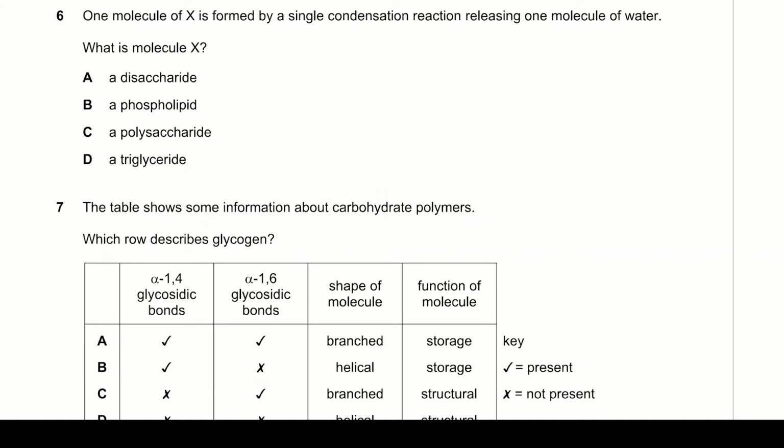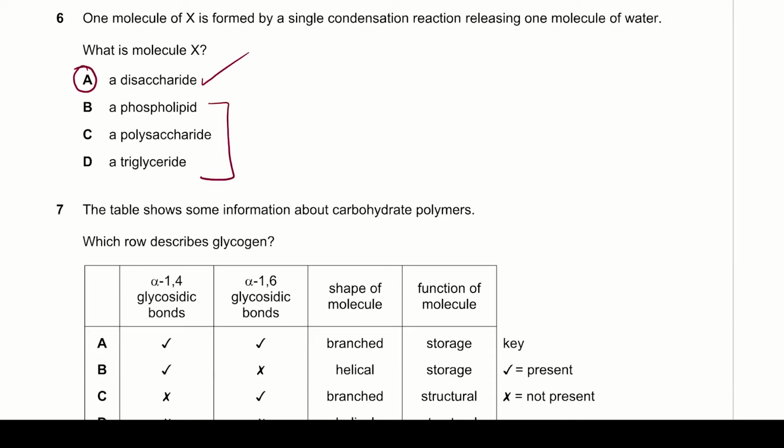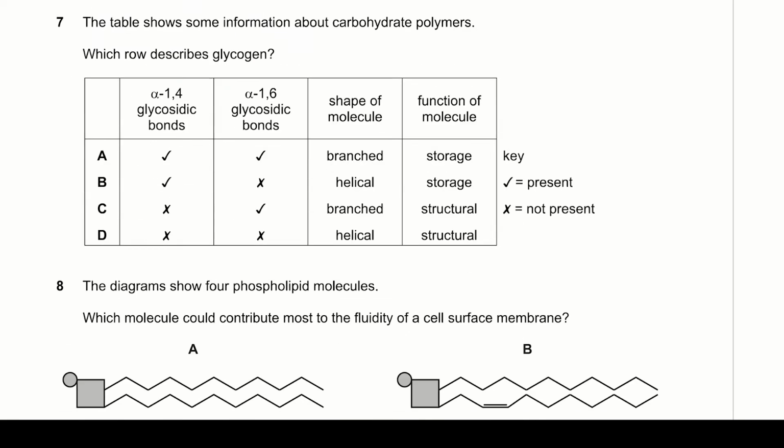Question number 6. One molecule of X is formed by a single condensation reaction releasing one molecule of water. What is molecule X? If a condensation reaction forms one molecule of water, it means that definitely a disaccharide is going to be formed. The rest cannot be correct because phospholipids form 2 molecules of water. A polysaccharide is a giant molecule, so it could form many molecules of water. Same with triglyceride. A condensation reaction occurs between glycerol and fatty acids, forming 3 molecules of water. So the only answer is going to be A.